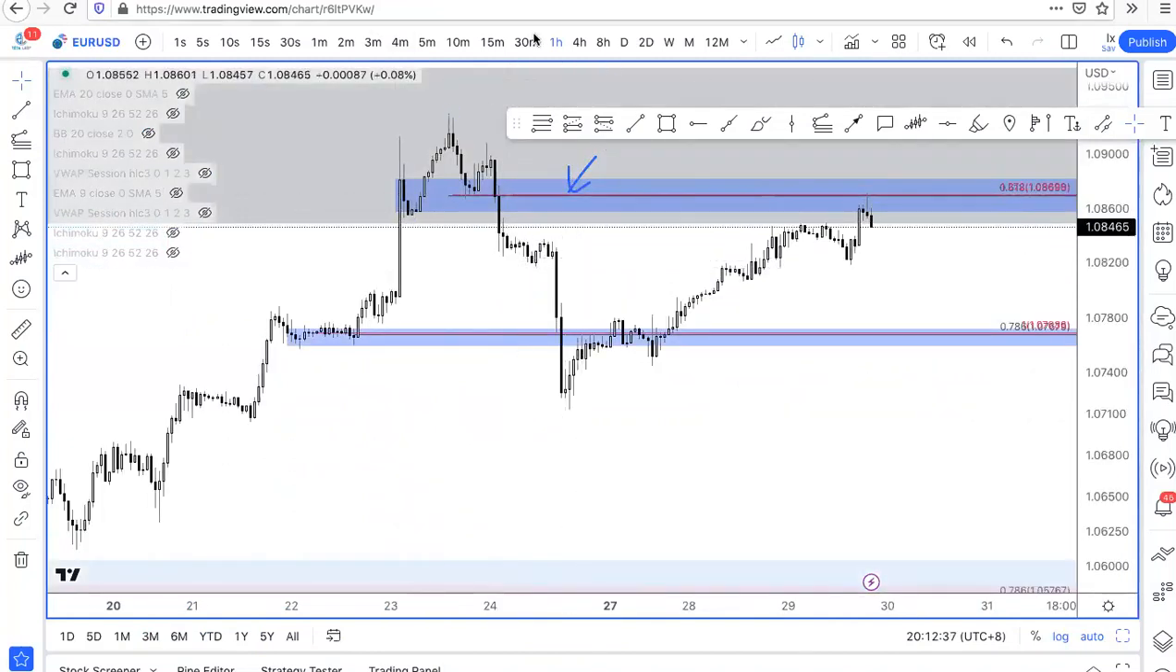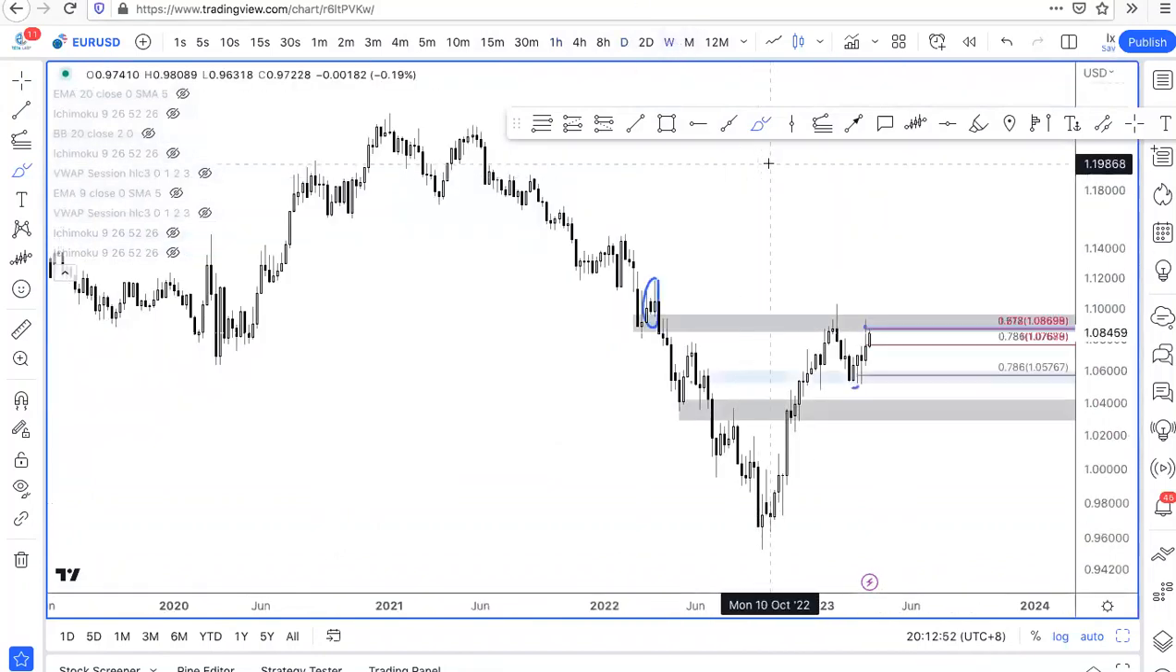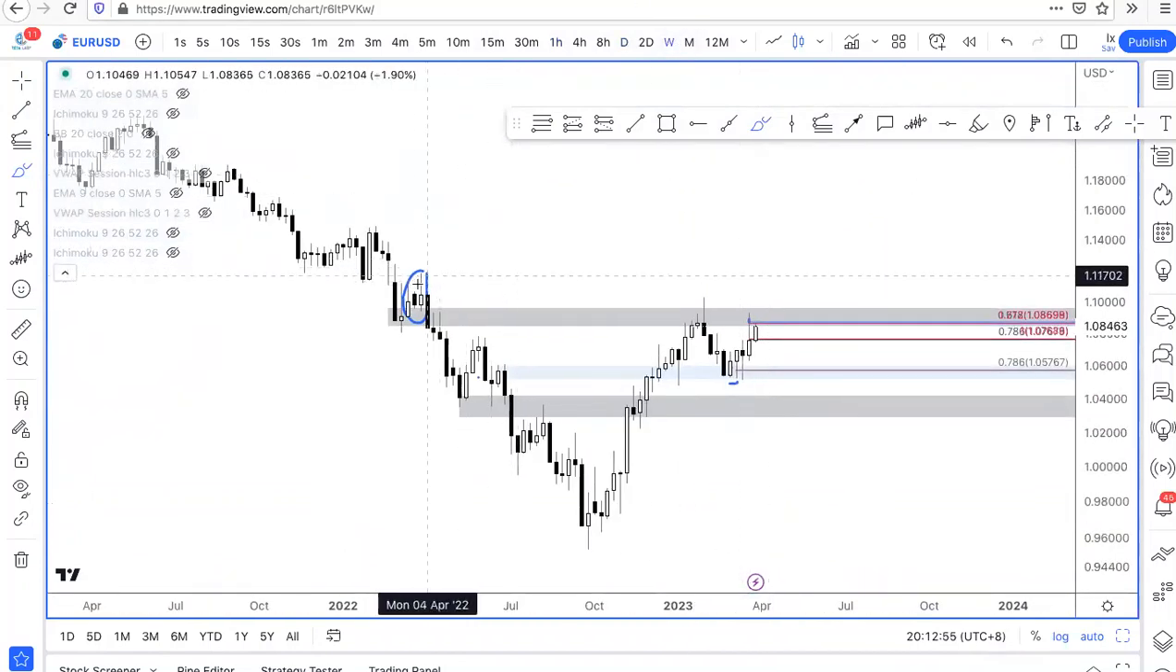Okay, so euro dollar, previously we highlighted this zone. So you can see that right now prices are testing this area. So again, how we got this zone over here, from a higher time frame first. So if you're on the weekly or even the monthly, you can see over here, this is the picture on the weekly time frame.